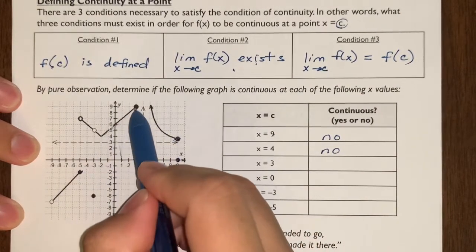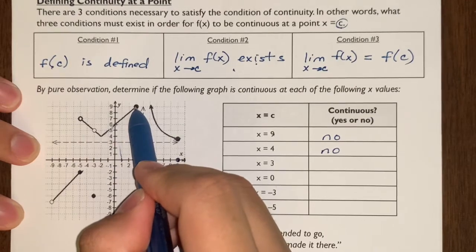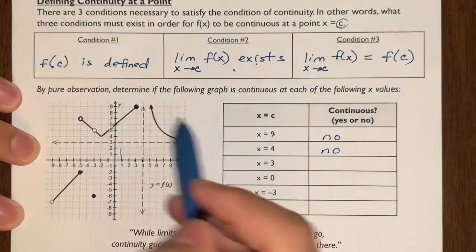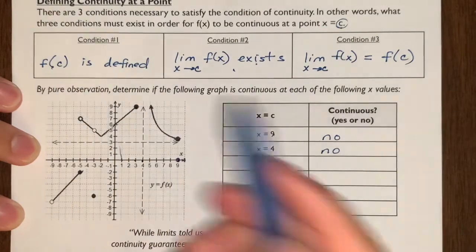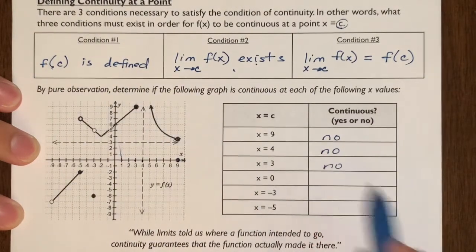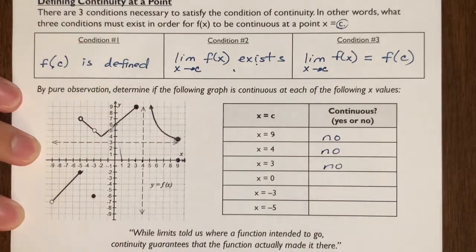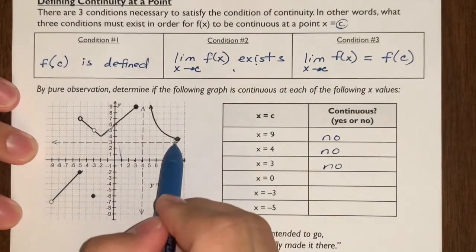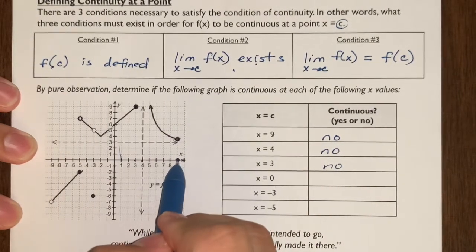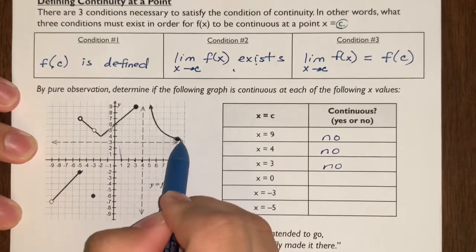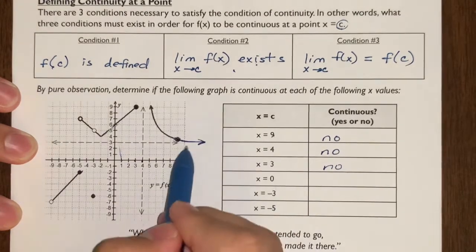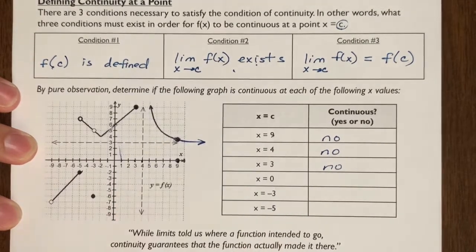At x equals 3, it's the same situation as before. It's approaching something from the left, but from the right, it's not really approaching anything. Yes, it's defined, but it has to meet all 3 of those conditions. Now, if they had something else instead, like going back to x equals 9, maybe if this was an arrow going forever this way, this is when we can say it's actually continuous.